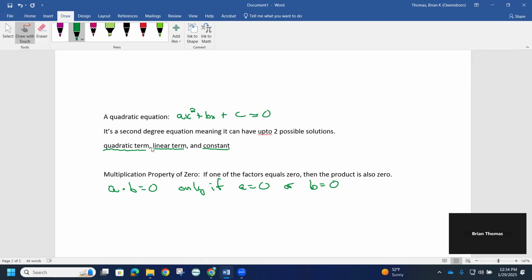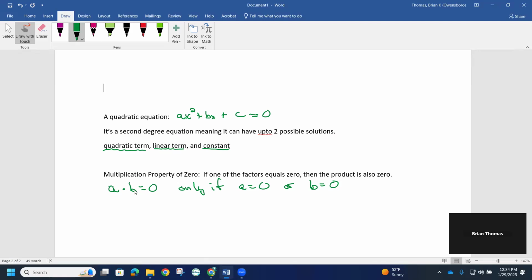Now, when it comes to solving quadratic equations, one of the strategies is to use what's called the multiplication property of 0. So if one of the factors is equal to 0, then the product is also 0. So if A represents a factor times B, which is another factor, this can only equal 0 if A is equal to 0 or B equals 0. So if either A or B is equal to 0, then the left side turns into 0.